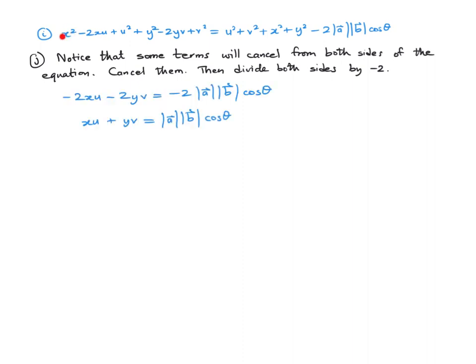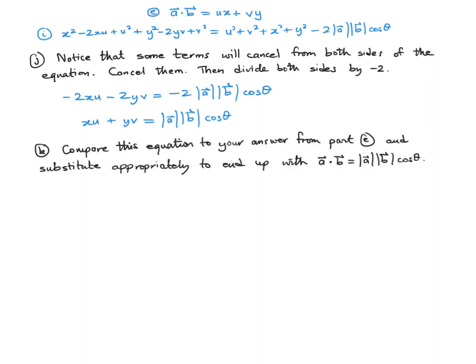So you'll notice here x squared and x squared will cancel, u squared and u squared will cancel, y squared and y squared will cancel, v squared and v squared will cancel, and so all we're left with is -2xu minus 2yv equals -2 magnitude of a, magnitude of b, cosine theta. So that's what I kept. And then all of these terms are multiplied by -2. So if we divide everything by -2, we just get xu plus yv equals magnitude of a, magnitude of b, cosine theta.